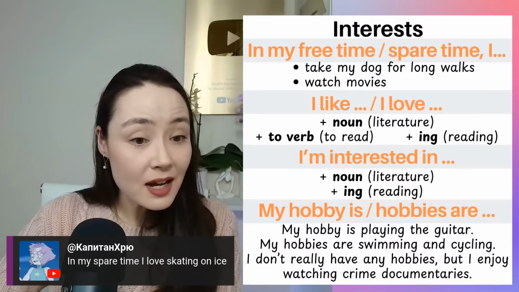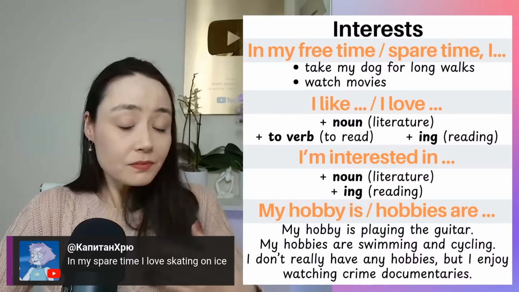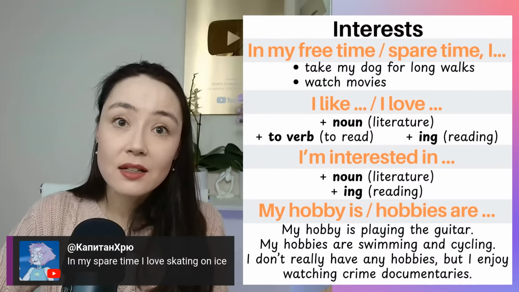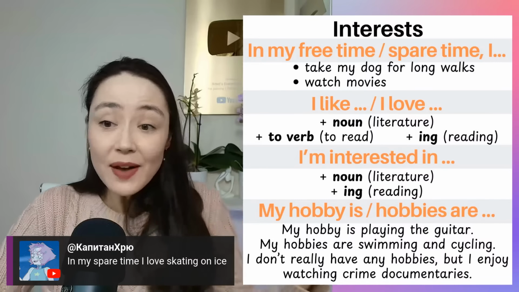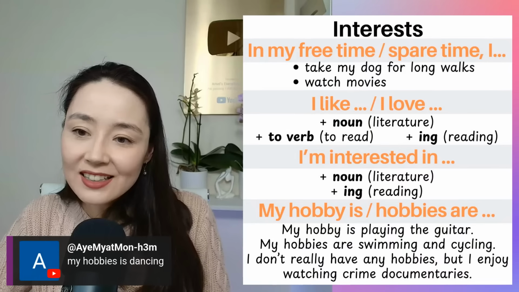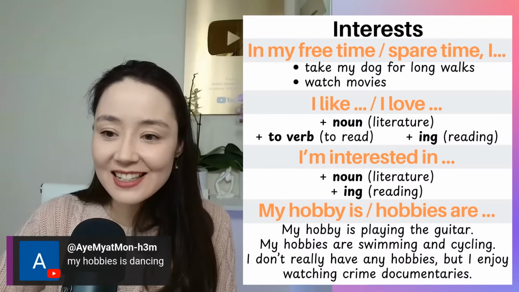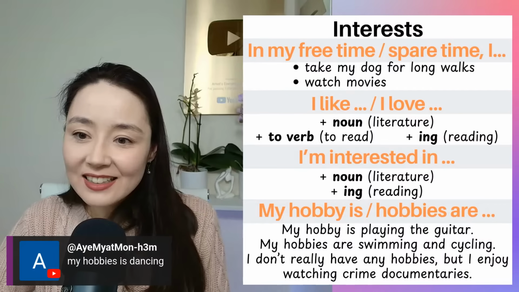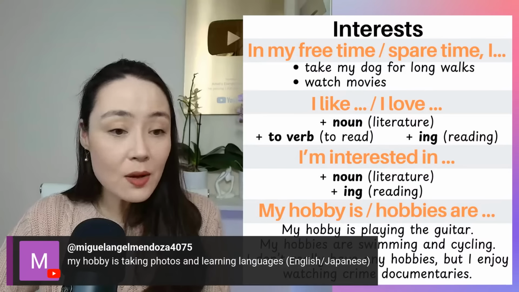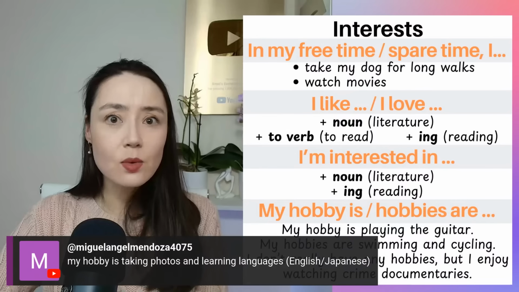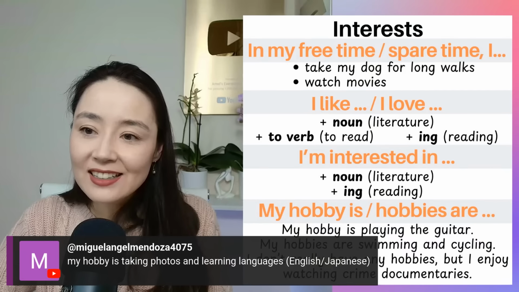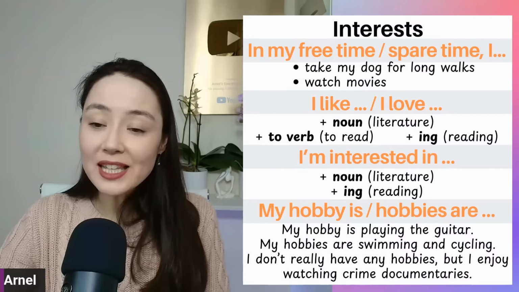In my spare time, I love skating on ice. Really good. We can keep it simpler. I love ice skating. Ice skating. I love ice skating. Really good. My hobby is dancing. My hobby is taking photos and learning languages, English and Japanese. Ooh, that's quite the combination. Yes. I love it. Really interesting.